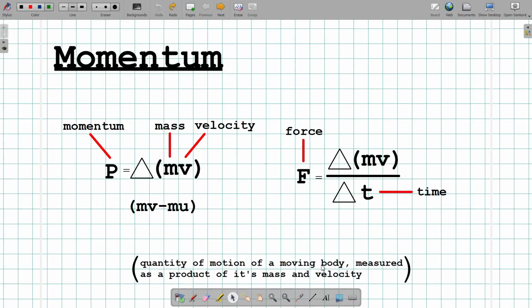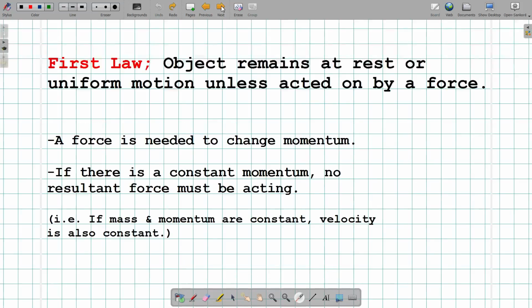So momentum is the quantity of motion of a moving body measured as a product of its mass and velocity. So change to the laser pointer. This down here, mass and velocity there. That's simple enough. Just those two equations to understand, and we'll also be looking at how to rearrange these in some certain ways. But the first thing I want to look over is Newton's three laws of motion that we'd be looking at.